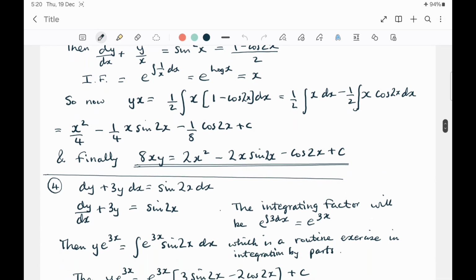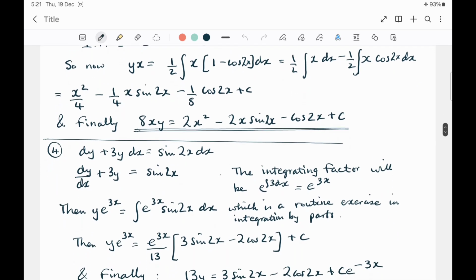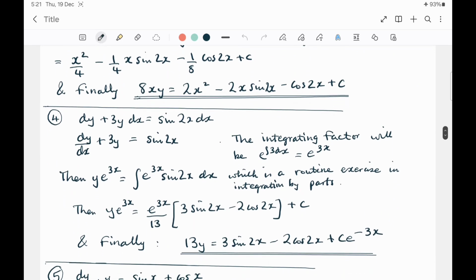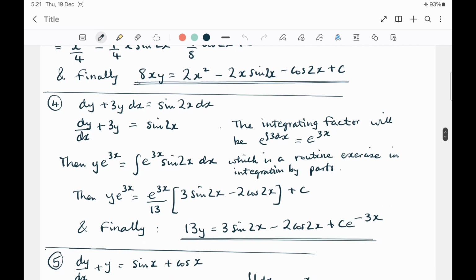We'll now go on to the fourth. I'll just check that last one again. Yeah, that's all right. Okay. We'll go on to question number 4, which is dy plus 3y dx equals sine 2x dx. And then dividing through by dx, we get dy/dx plus 3y equals sine of 2x.